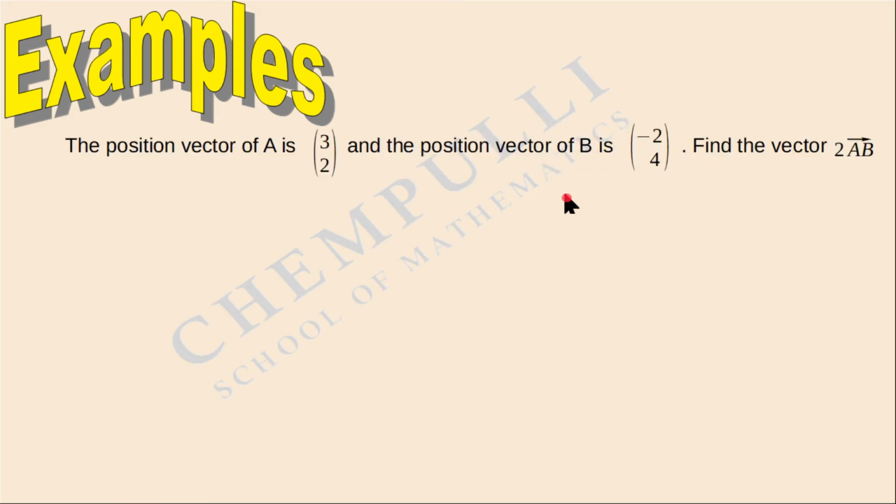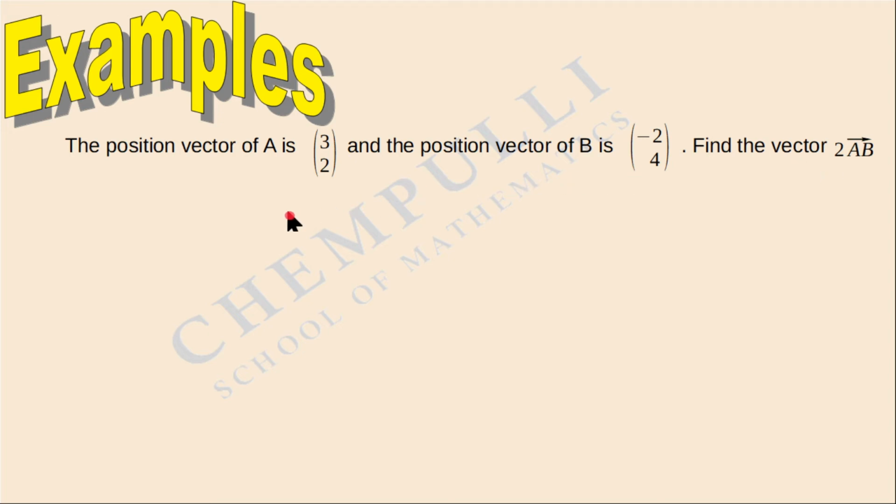Next examples. The first example: the position vector of A is (3, 2). It's one point A, and that point A's position vector is given here, that is (3, 2). And the position vector of the point B is given, that is (-2, 4). Then find the vector 2AB. We have to find the vector 2AB.